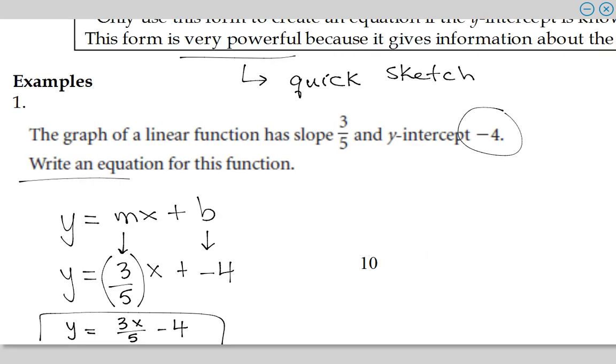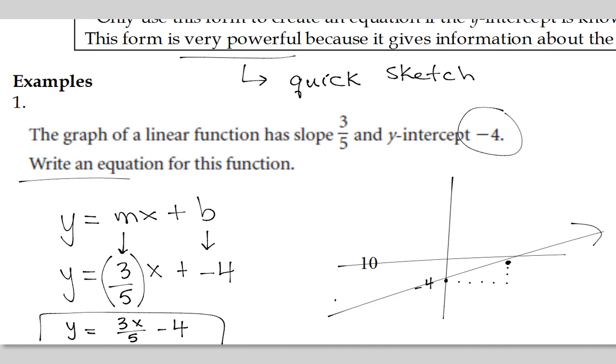So what do I mean you can get a quick sketch? Well, I'll draw a quick grid, plot -4. Where's the next point going to be? Well, I got to go 5 to the right. 1, 2, 3, 4, 5 to the right. And how many up? 1, 2, 3 up. And there's the line, roughly.